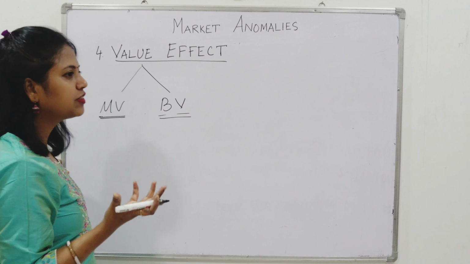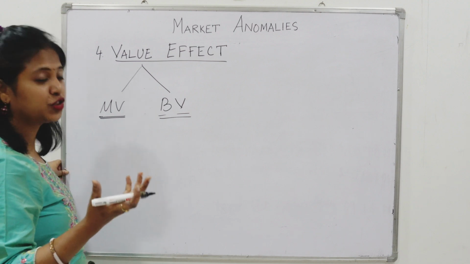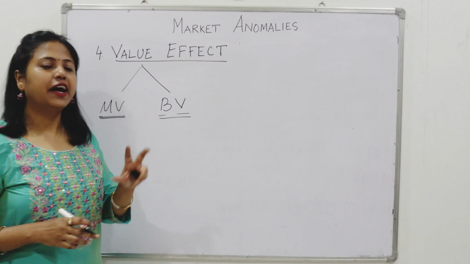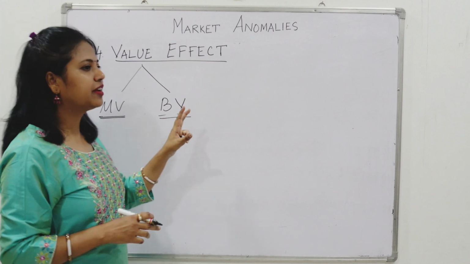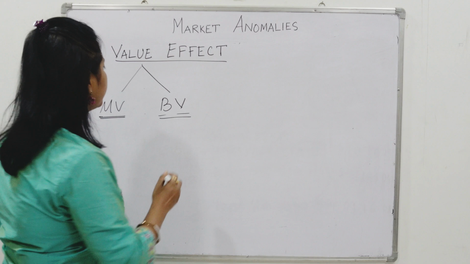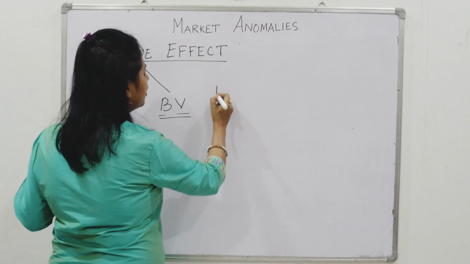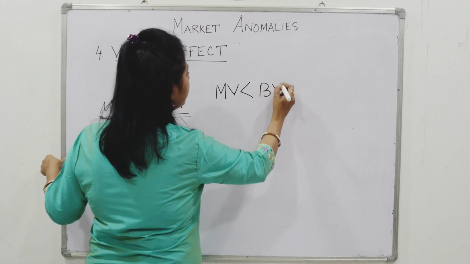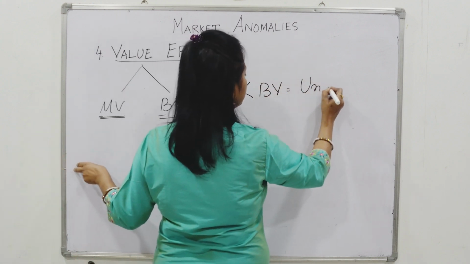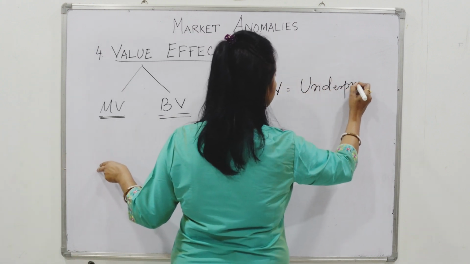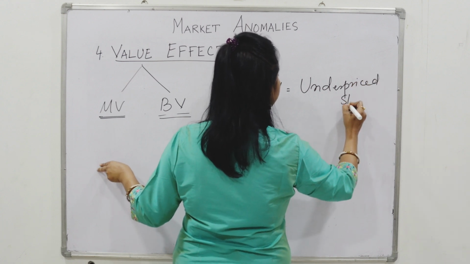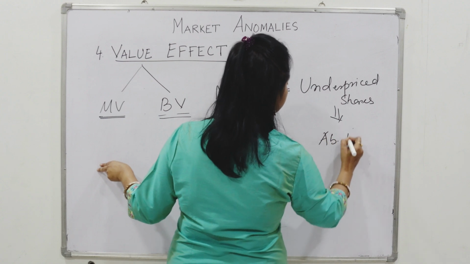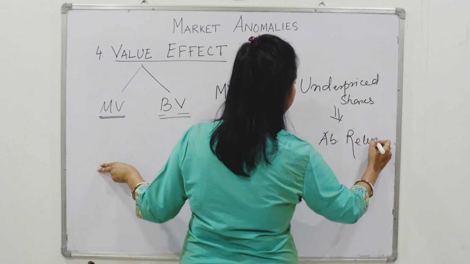Okay, the worth of the security, or the benefits that it offers to the shareholders in the true sense. Now, Eugene Fama has made a study, and likewise there are other researchers who found that those shares which have a lower market value as compared to the book value, we call them underpriced shares. Underpriced shares are likely to give you abnormal returns. They will give you abnormal returns, right?